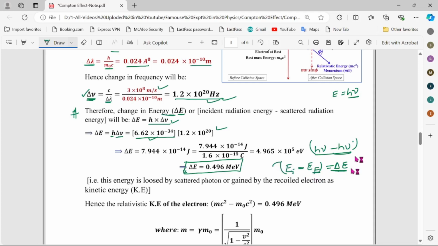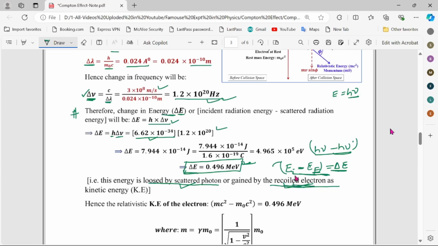This energy, this change in energy, will be gained by the recoiled electron. Got it? This change in energy means initial energy minus final energy. That means this is the loss of energy after scattering. So this is energy lost by the scattered photon. So lost energy is gained by the recoiled electron.